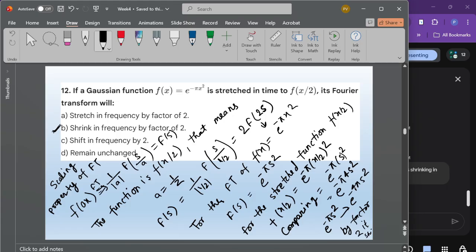Because here we are getting minus 4 in the place of 2. So it shrinks in the frequency domain by a factor of 2.